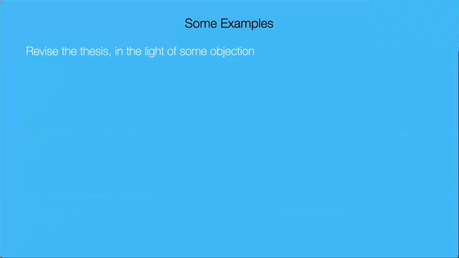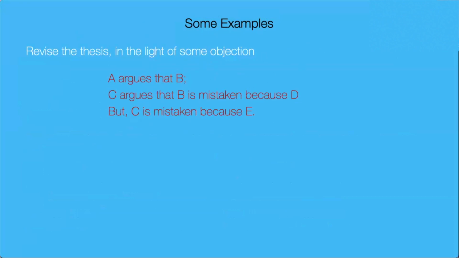So the first is to revise the thesis in light of some objection. So for example, person A argues that B, and C argues that B is mistaken because of reasons D. And so you can say, yes, C, who argues against the original argument presented by A, is mistaken for other reasons.